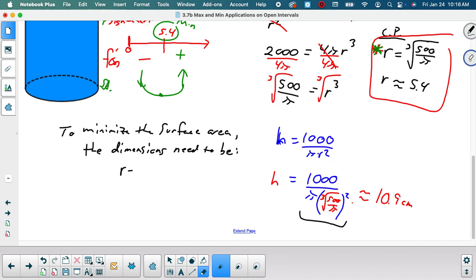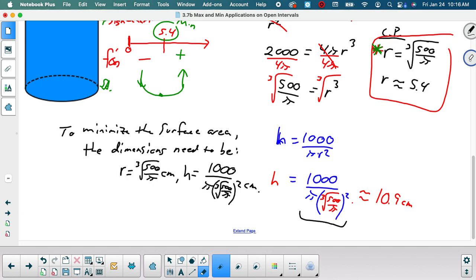well, my radius, again, if I wrote it exact, is going to be the cube root of 500 over pi centimeters. Then my height is going to end up being, again, and I'd be okay with this, writing it as 1,000 over pi times my radius squared, so pi times the cube root of 500 over pi centimeters. And that'd be a sentence. But those would be my dimensions.